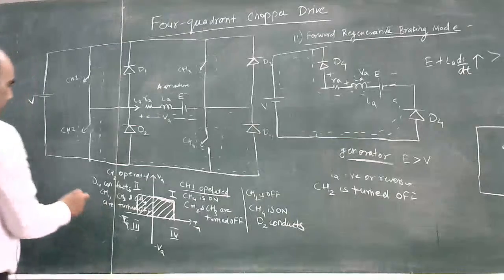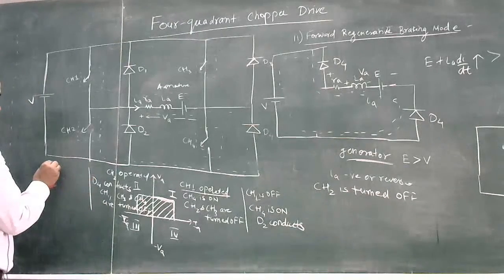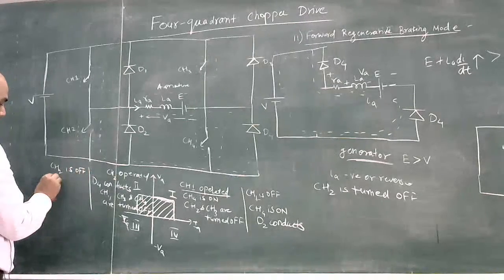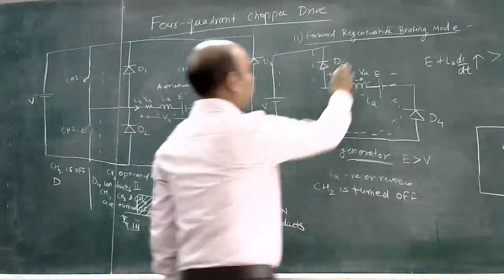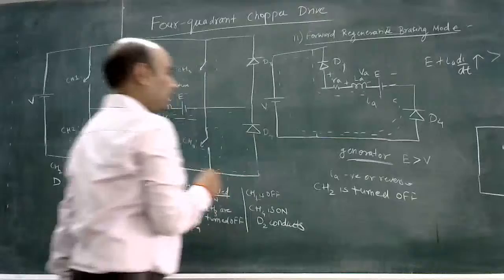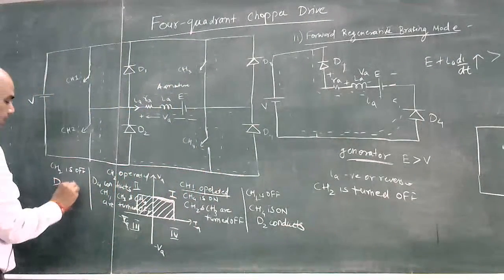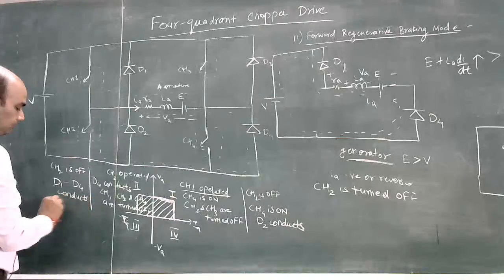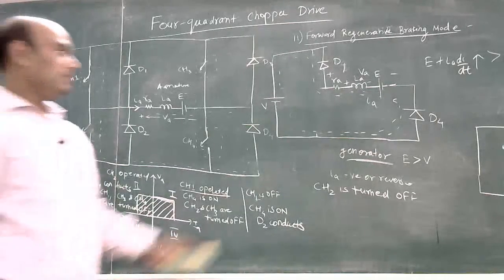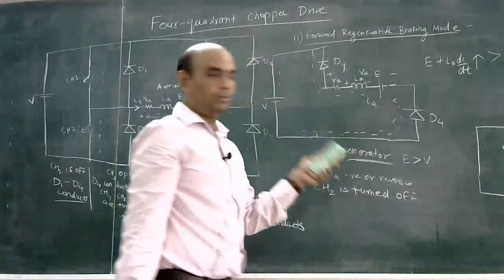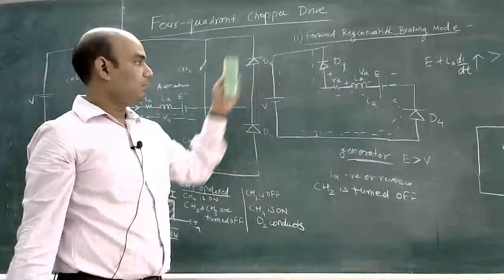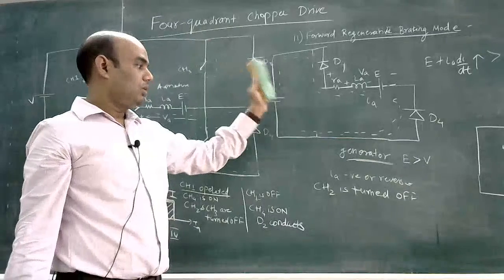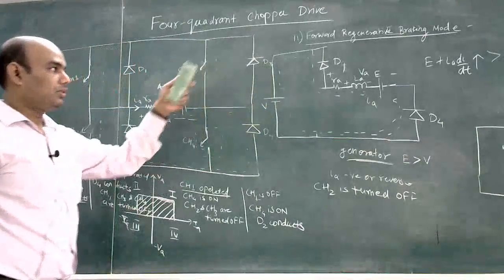So when C2 is off, diode, sorry, this is D1, D4 and D1, D1 and D4 conduct. Okay, but in this case, the motor is not stopped. It is running due to its inertia. So only we have taken the supply. So we have to stop this motor.